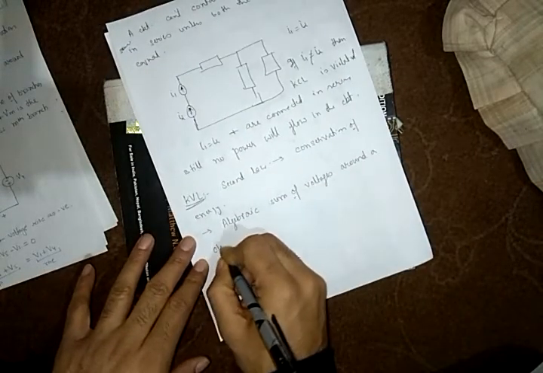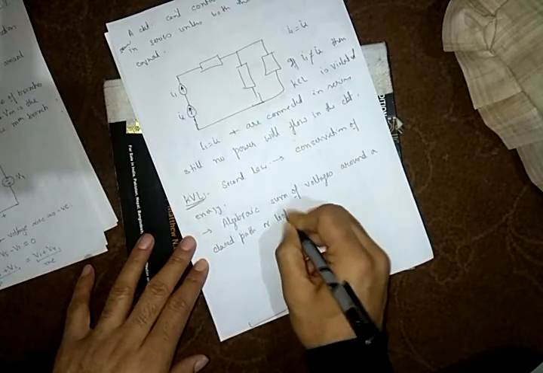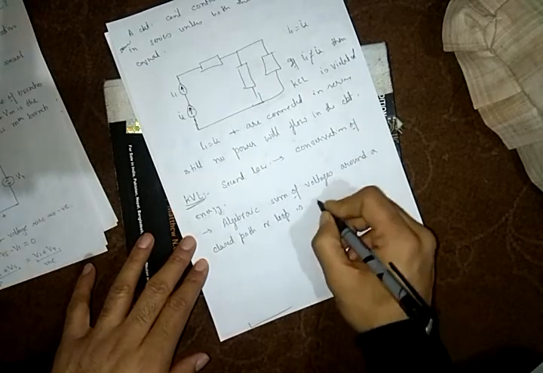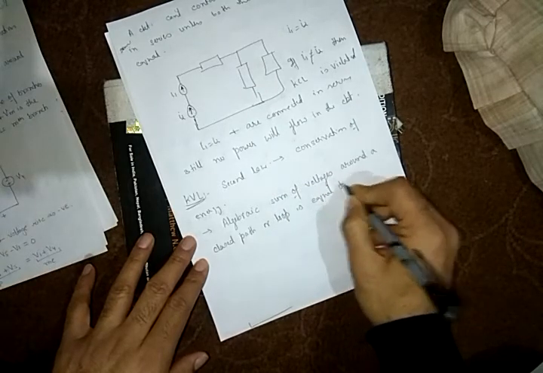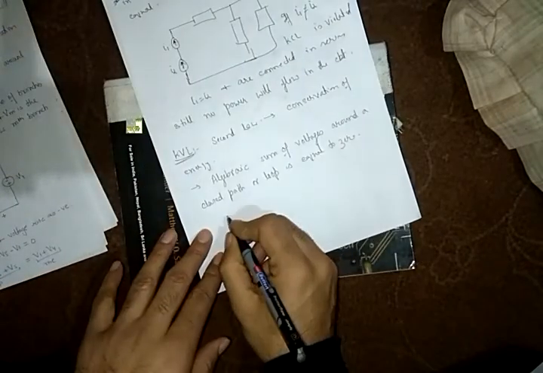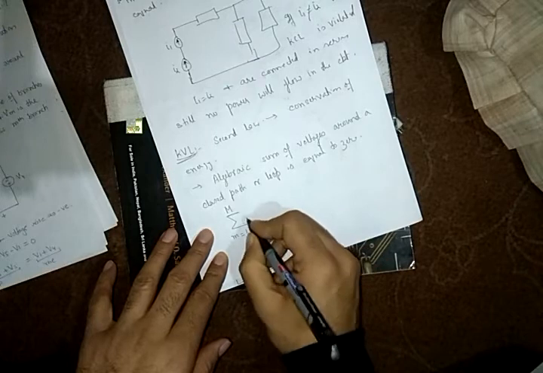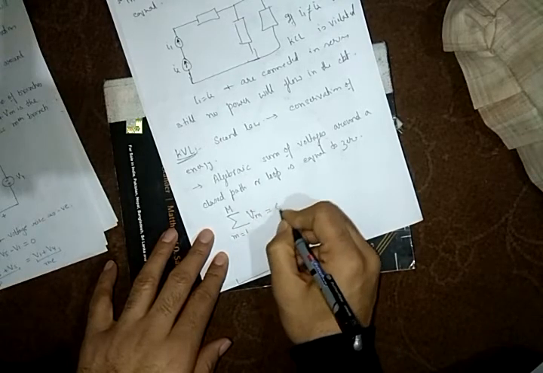Around a closed path or loop is equal to 0. So how will I write? I will write summation m is equal to 1 to M, Vm is equal to 0.